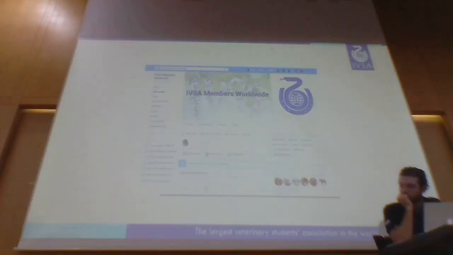What's cool about this page is that you guys can post as well. If you're traveling around a different country, you can just post on there to see if we have an IVSA chapter there, if they're willing to meet up, meet other people and use the network that we have. It's good for finding experience, individual and group. And anything you want, because people have been using it to find other people's ideas about veterinary-related subjects.